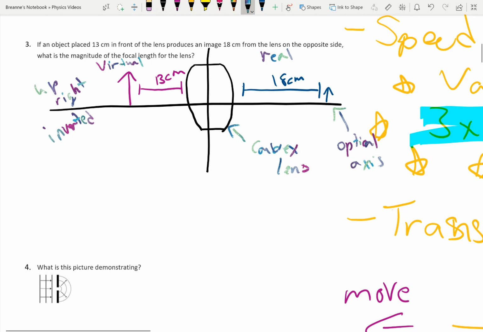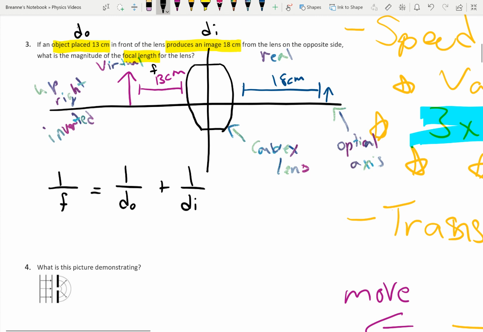But it's asking for the math. The object is placed 13 centimeters, so that becomes our DO. The lens produces an image 18 centimeters, so that becomes our DI. And it's asking for the focal length, our F. Our equation is 1 over F equals 1 over DO plus 1 over DI, and we're looking for F.